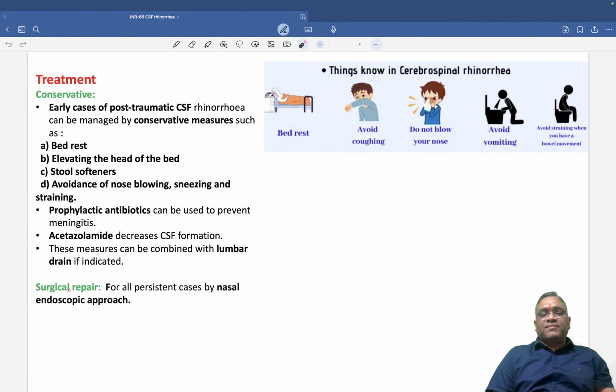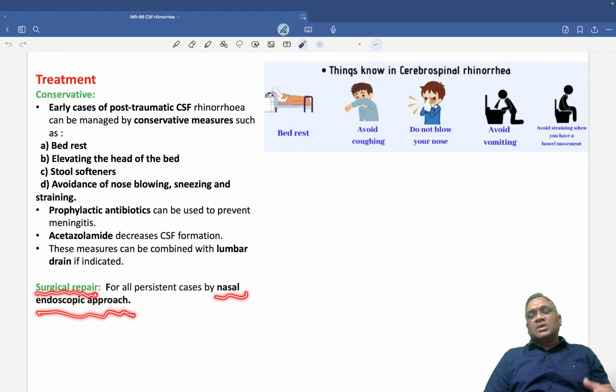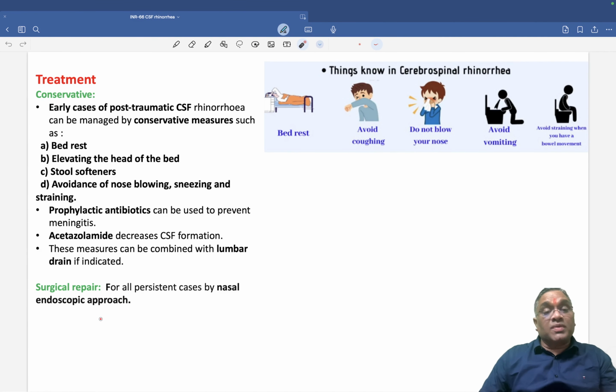And surgical repair: if there is a persistent case of CSF rhinorrhea, surgical repair can be done by the nasal endoscopic approach, right? So these are the important points about CSF rhinorrhea. Keep revising all these topics for NEET PG and FMG exams both. Best wishes to all of you.